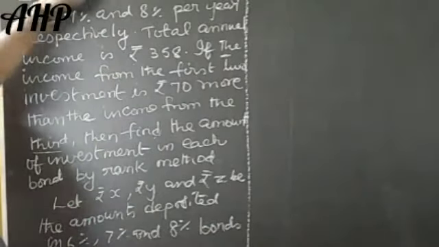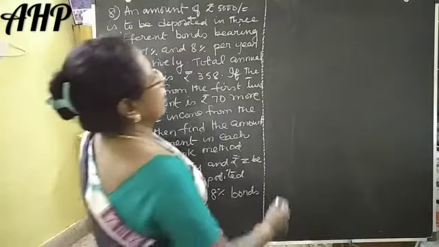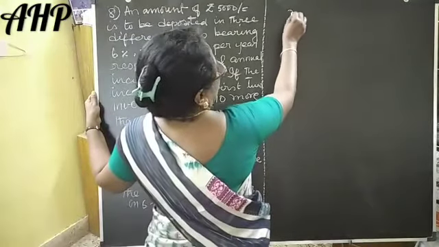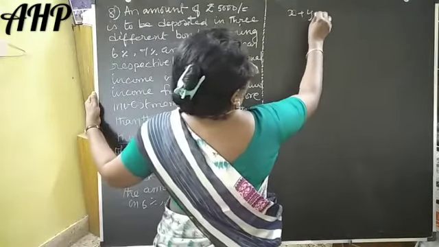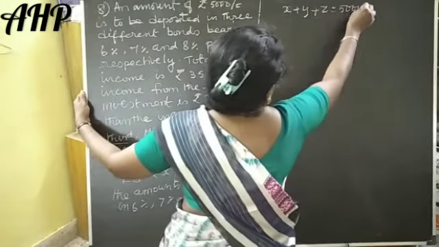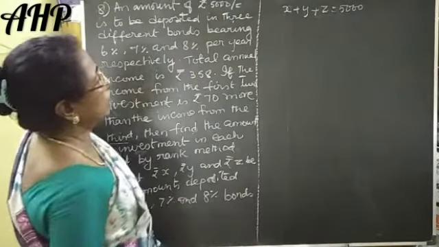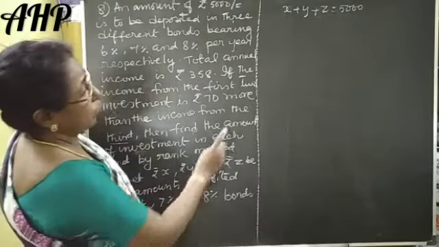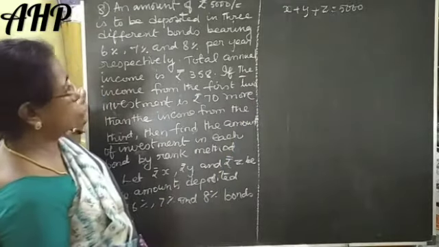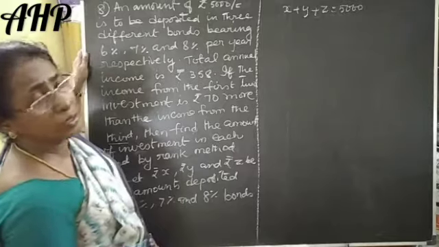So the total investment is given to be 5,000 rupees. Hence we get the first equation as x plus y plus z is equal to 5,000. So the total deposit is 5,000. Therefore, x plus y plus z is equal to 5,000.